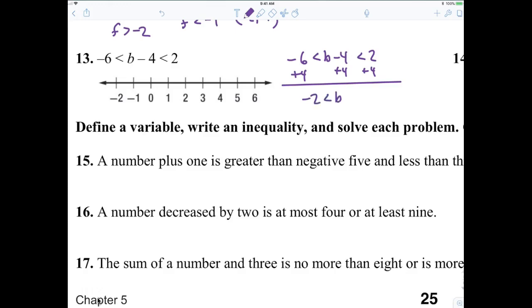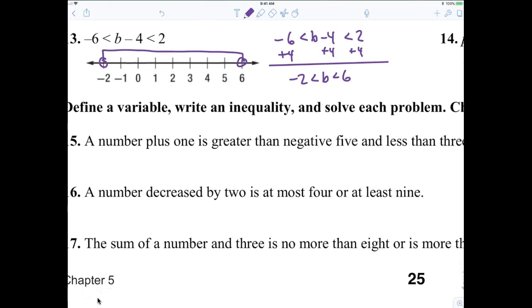Yep. So that technically means B is somewhere between what? That's right. So open circle -2, open circle 6, and everything between. So they're happy with that? Now interval notation, that would just be -2 what? There you go.